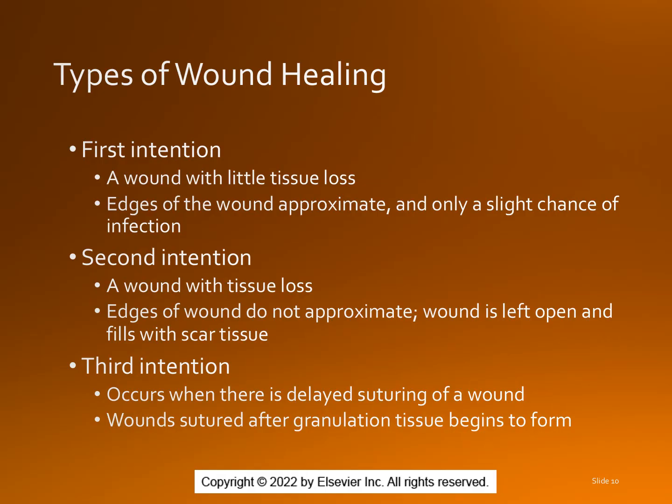A wound with little tissue loss, such as a surgical incision, will heal by primary intention, also known as closure. The edges of this type of wound will approximate, which means that they will be able to get close together, and there's only a slight chance of infection.